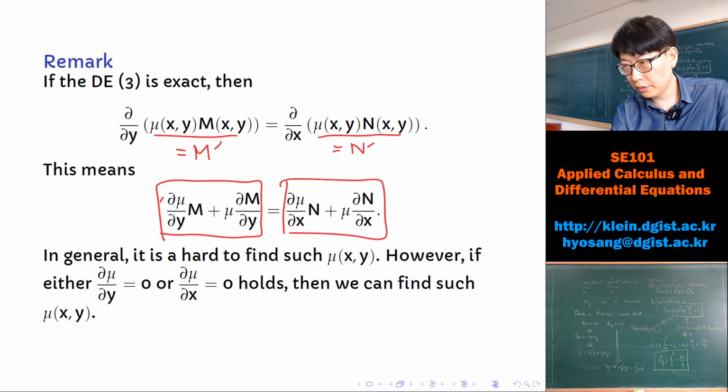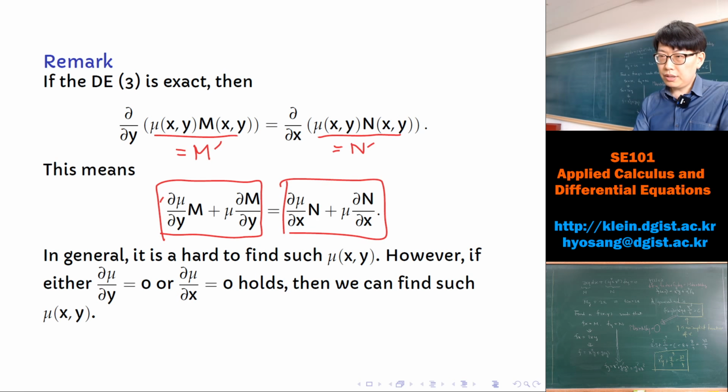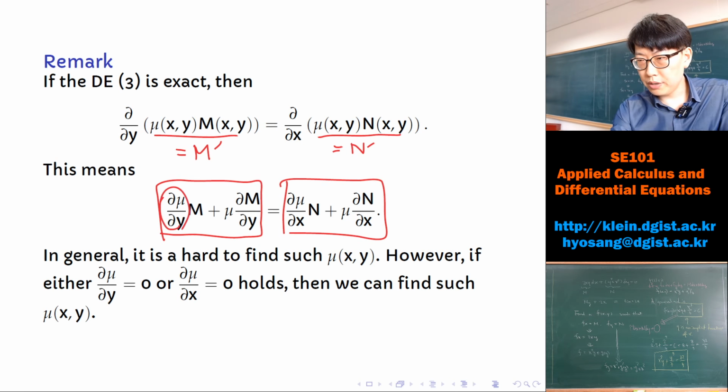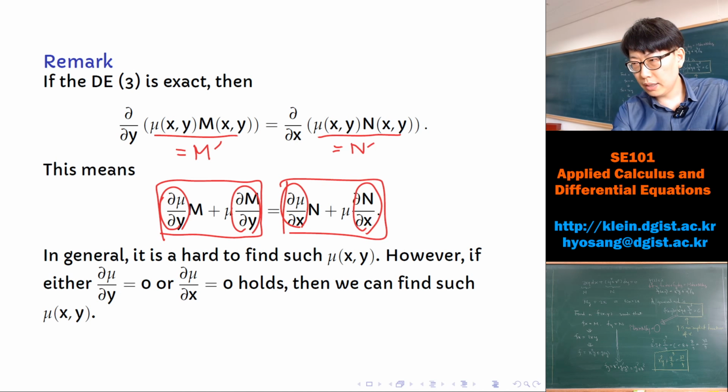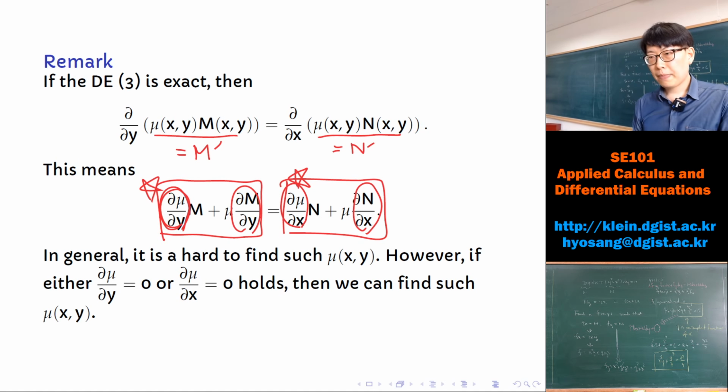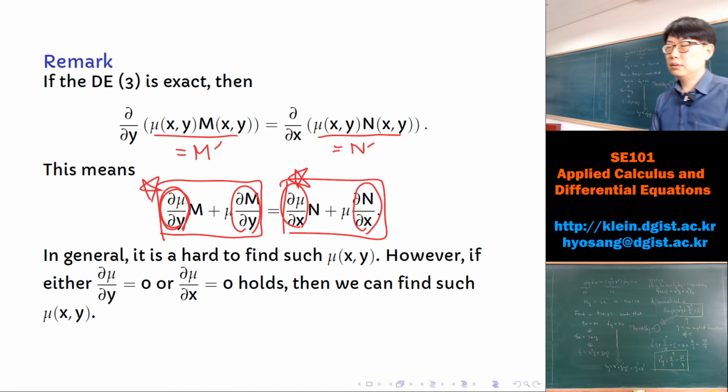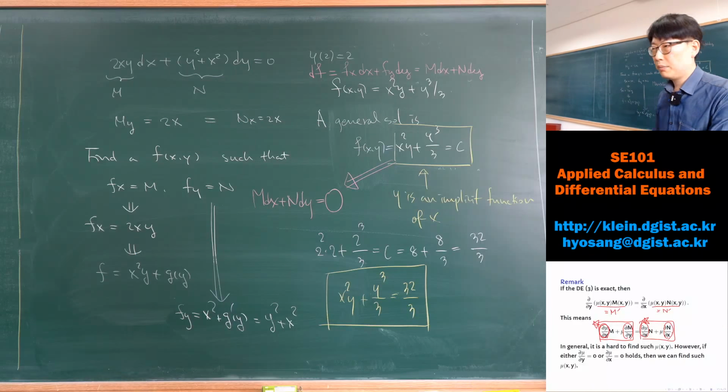You get this one. So in general, these partial derivative terms may not be 0. But if you have a situation when this term or this one becomes 0, then you can find your integrating factor using separation of variables. Let me repeat that on the blackboard.